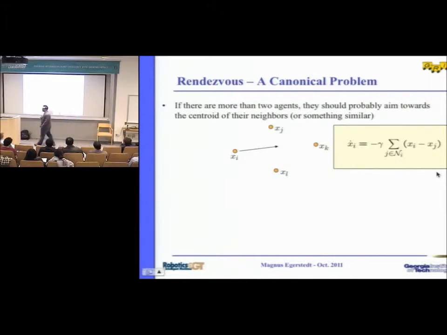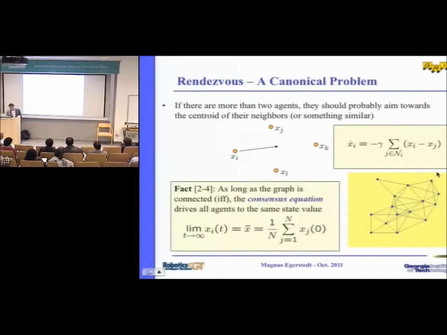This is known as the consensus equation. It has become famous because it works. What it does is the following. If you have an undirected graph, meaning if I can see you, you can see me, and the graph doesn't change, which is obviously a lie in a robotic setting, but if the graph is static, then this consensus equation achieves consensus, meaning everyone meets at the same point, if and only if the graph is connected.